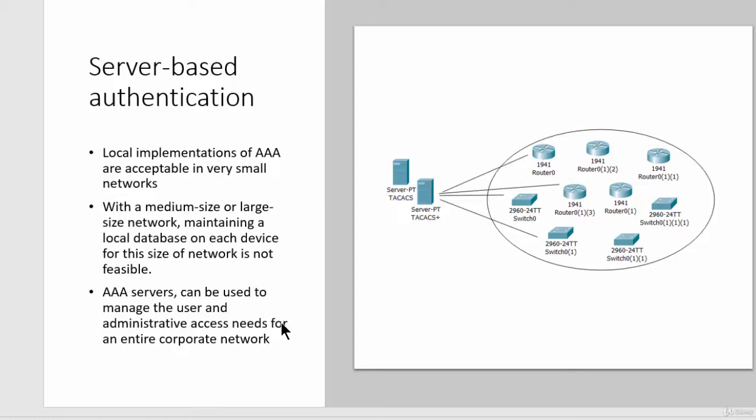To solve this challenge, one or more AAA servers can be used to manage the user and administrative access needs for an entire corporate network. The servers can create a central user and administrative access database to which all devices in the network can refer. The databases store user account information and passwords, allowing for central administration of user accounts.